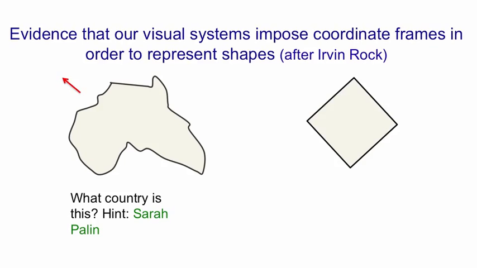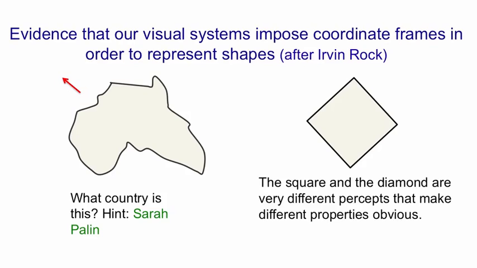Similarly, if I give you a shape like this one, you can perceive it as a square or you can perceive it as a diamond. Those are two completely different percepts. What you know about the shape is totally different depending on which way you perceive it. So for example, if you perceive it as a tilted square, you're acutely sensitive to whether the angles are right angles. If you perceive it as an upright diamond, you're not sensitive to that at all. The angles could be 5 degrees off and you wouldn't notice it.